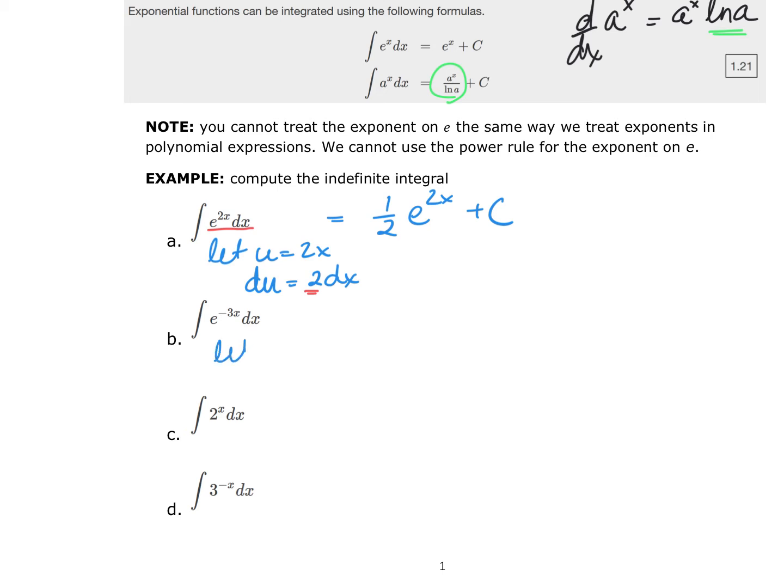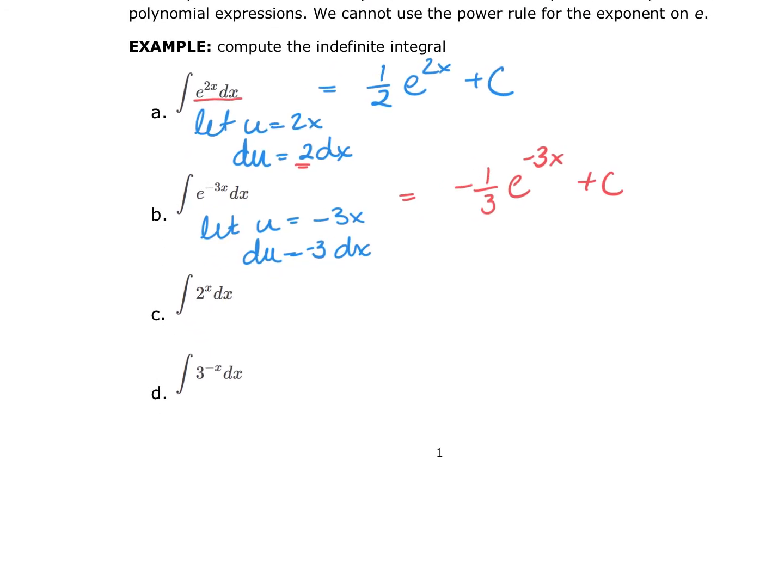Same thing here. I'm going to let u equal negative 3x. That means du must have been negative 3 dx. So when I integrate this, it is going to be negative 1/3 e to the negative 3x plus c. And I can always check what I think the antiderivative is by taking the derivative. And you can see when I take the derivative of this, the negative 1/3 and the derivative of negative 3x will cancel and become 1 times e to the negative 3x, which is where we started out. So that's really kind of nice.